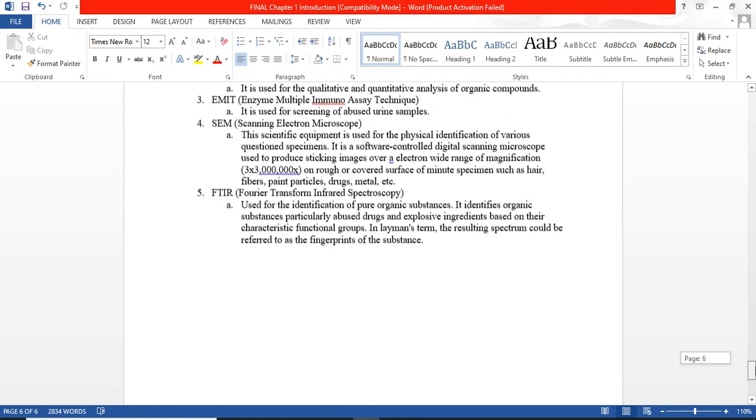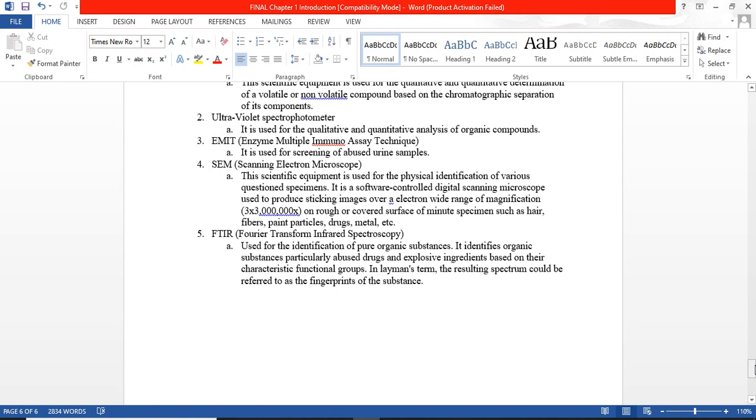Next, lastly, is your FTIR or your Fourier Transform Infrared Spectroscopy. Okay, it is used to identify pure organic substances, particularly abused drugs and explosive ingredients, based on their characteristic functional group. In layman's terms, the resulting spectrum could be referred to as the fingerprint of the substance. Sabihin, ang iya nga small traces pwede pa ma-identify.